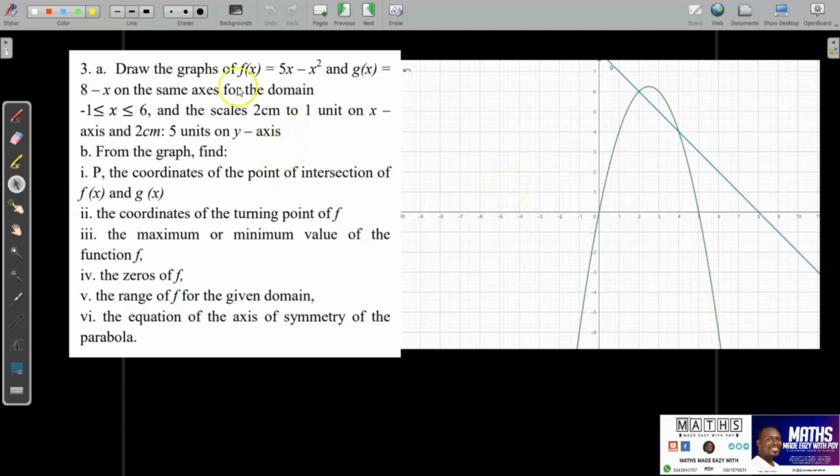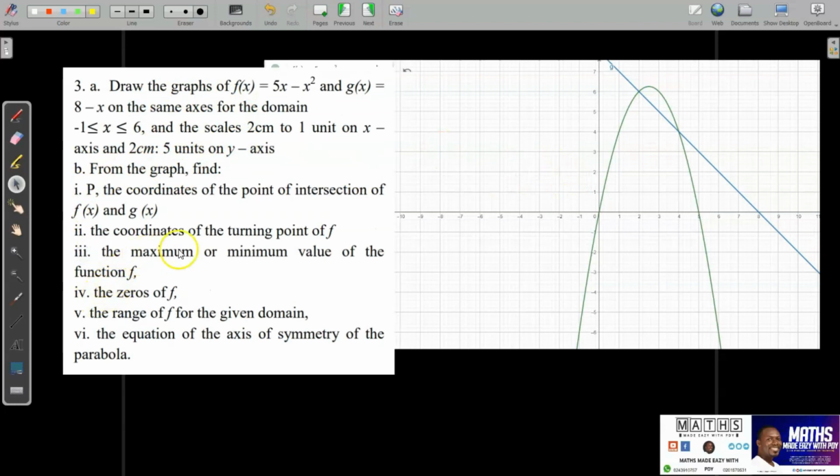So the second graph was to plot 5x minus x squared for f of x, and g of x is 8 minus x, on the same axis, given the interval. After which you use a scale of 2 centimeters to 1 unit on the x-axis and 2 centimeters to 5 units on the y-axis. So I just wanted you to draw it. Per the questions, as I said, we'll be doing it today. Please, are you all okay with the graphs that I've shown? Yes, sir. Okay, if we are all okay, I'm pausing. If you have any question pertaining to drawing the graph, please let me know.